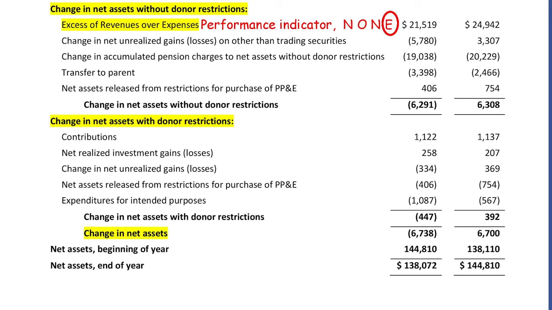So guys, as you can understand, the statement of activities is split into the statement of operations and statement of changes in net assets. This happens for healthcare organizations.